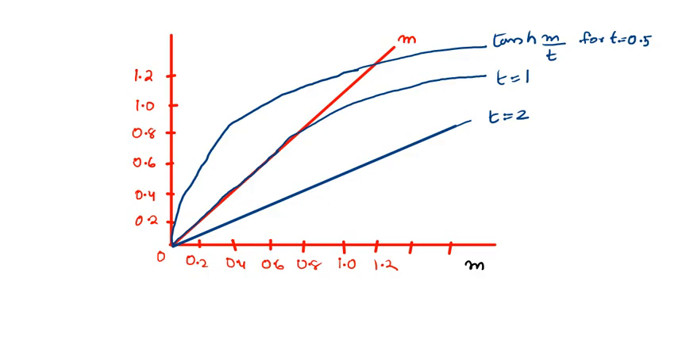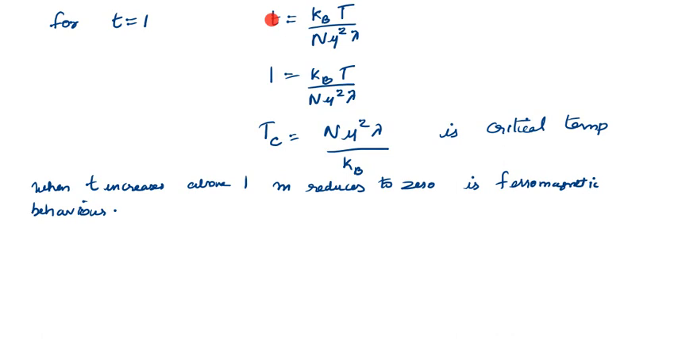Therefore, t equal to 1 can be considered as a critical point, and we can find out from this equation critical temperature Tc equal to N mu square lambda by Kb. And when t increases above 1, m reduces to 0, which is paramagnetic behavior. That is, when temperature is greater than the Curie temperature, it becomes paramagnetic and magnetization disappears.